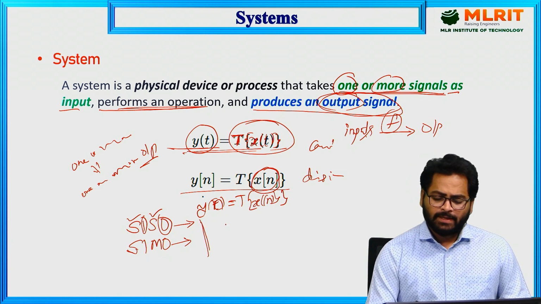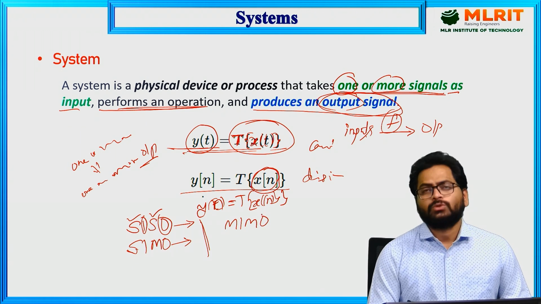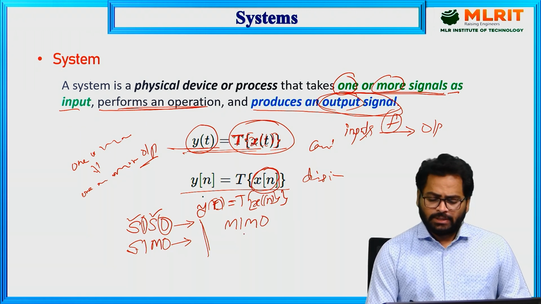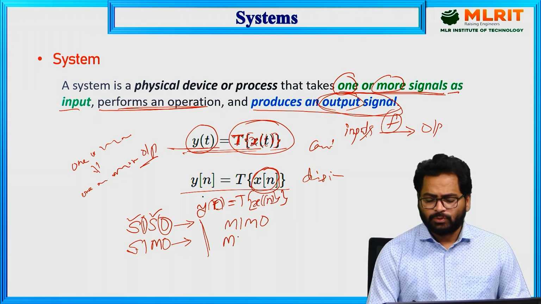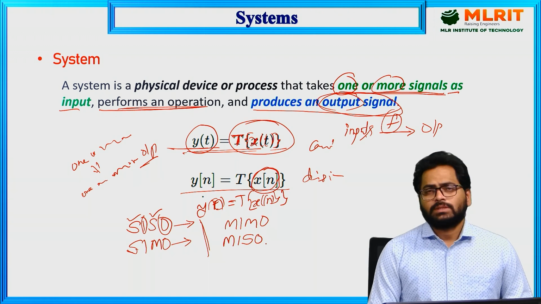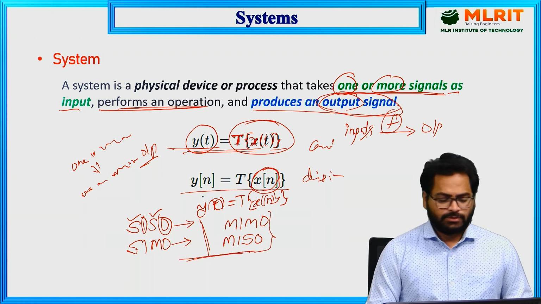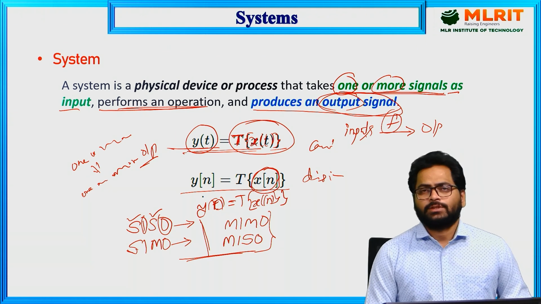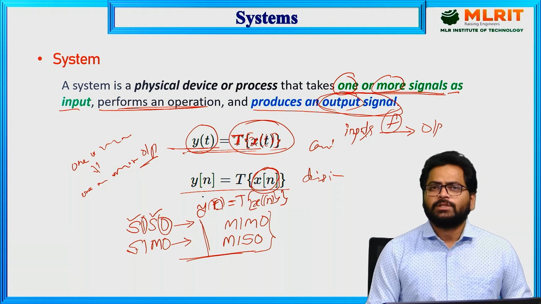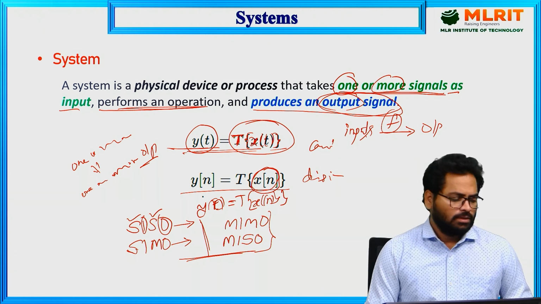The second one takes multiple inputs and gives multiple outputs. That is the MIMO system. The next one can take multiple inputs and give a single output. It is called the MISO system. SISO, SIMO, MIMO and MISO: these are the four kinds of systems. So this is the definition of the system. A system is a physical device or process which takes one or more inputs and gives one or more outputs.